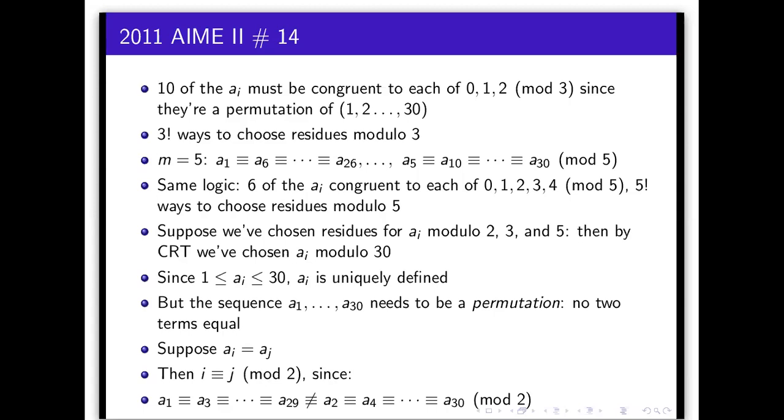Does anyone have any questions so far? Yep, parity is odd and even. And the question told us that the A1 through A30 is a permutation of 1 through 30. So that's what I mean when I say permutation.